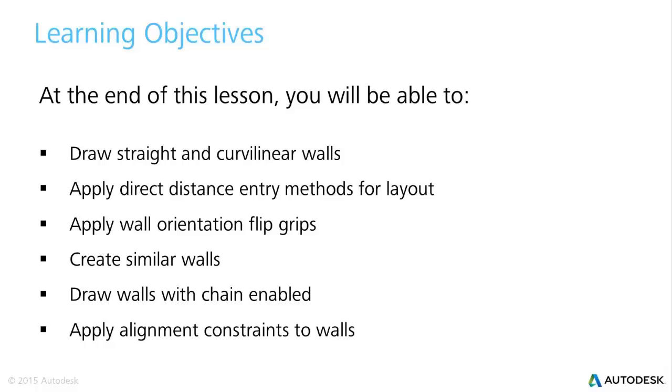like kind to place new instances in the project, draw a continuous series of walls with the chain function enabled, and last, apply alignment constraints to walls to capture design intent where it is needed. With that, let's get started.